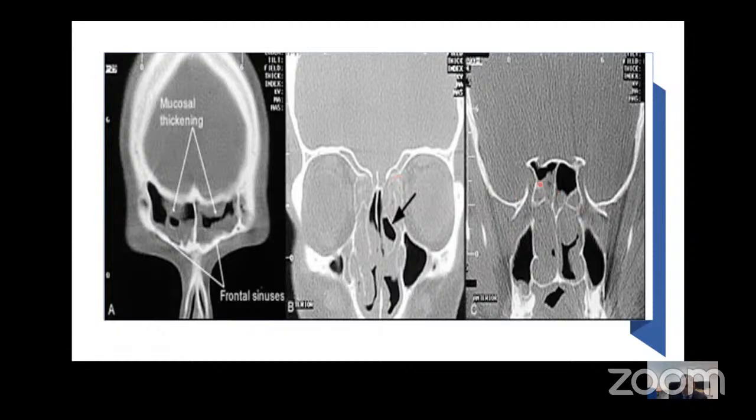Here we can see opacification, we can see the sphenoid sinus. The septum appears to be in the midline. There is mucoperiosteal thickening along the floor of both the sphenoid sinuses.